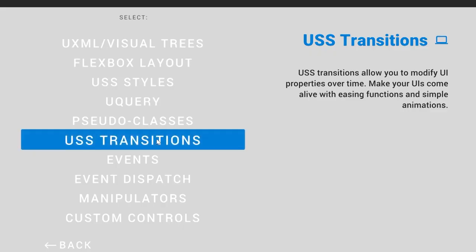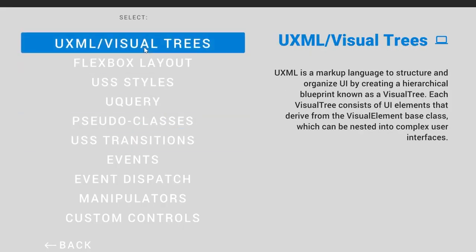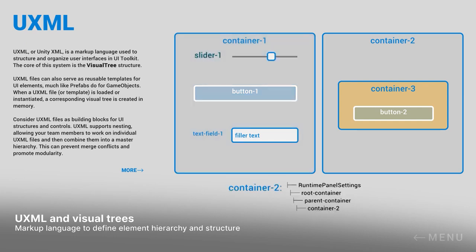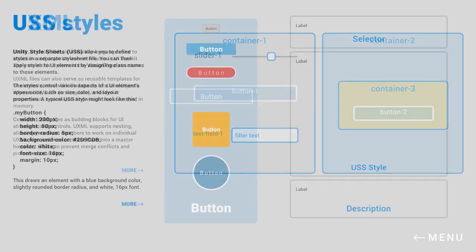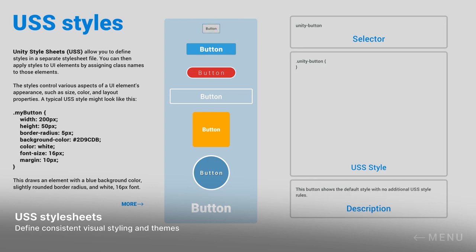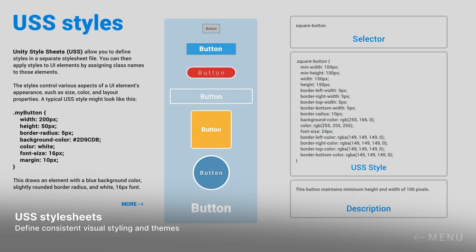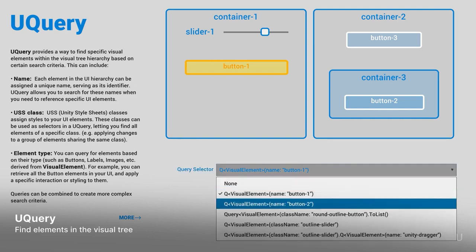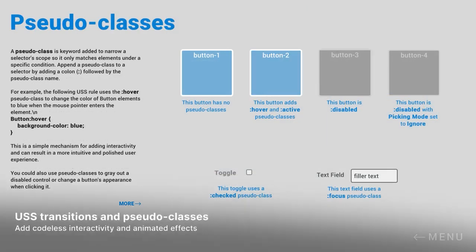The QuizU project also includes several demo scenes to help you get started if you're still new to UI Toolkit. Each scene explores a separate topic. Here you can learn how UXML and visual trees can define the UI structure and hierarchy. USS style sheets can apply visual styling and themes. uQuery can find specific elements in a visual tree. And USS transitions and pseudoclasses can quickly add interactivity.